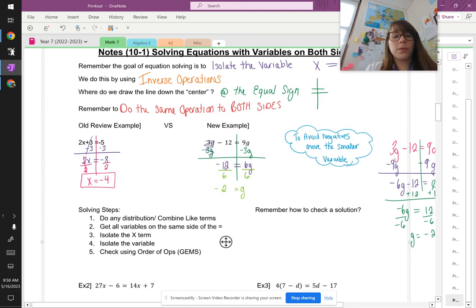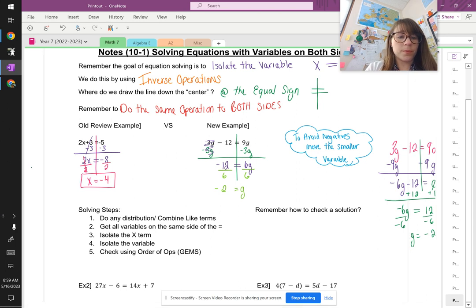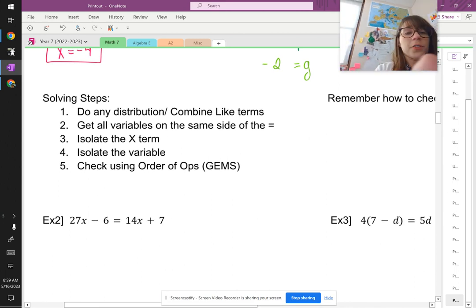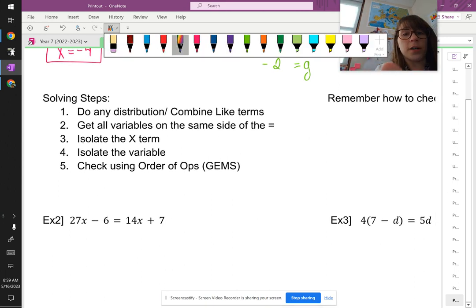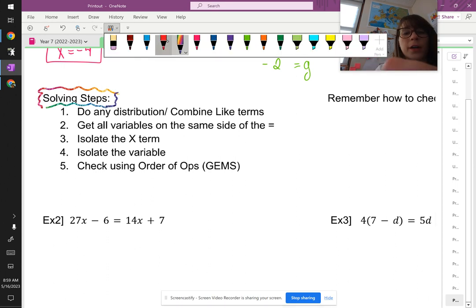All right, continuing on with 10-1 notes here, just finishing up with these solving steps. Okay, so steps for success. If you're a steps kind of person, some of us are, some of us aren't. All right. So first things first, you're going to do any distribution.